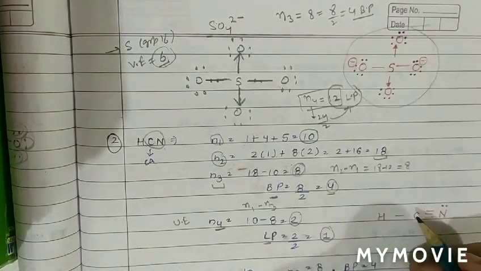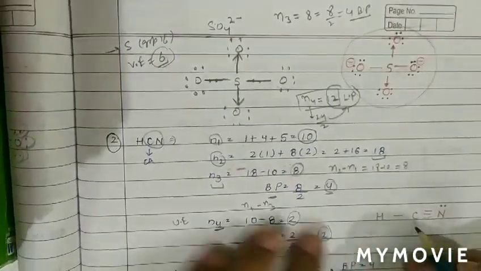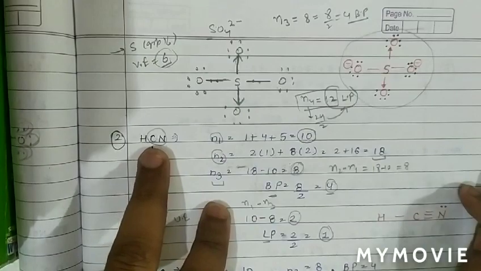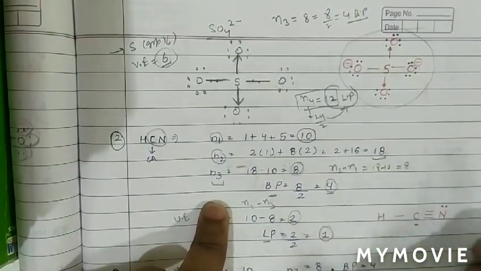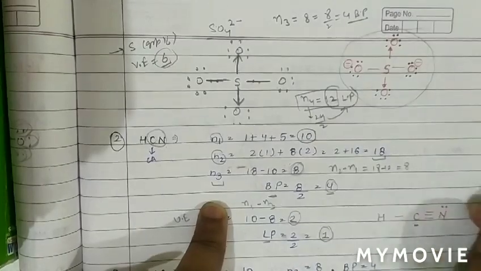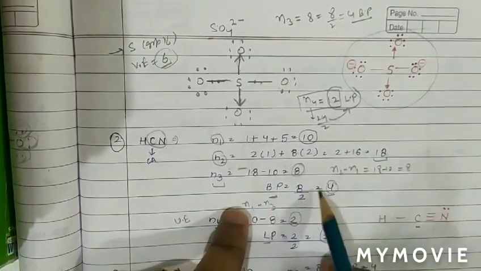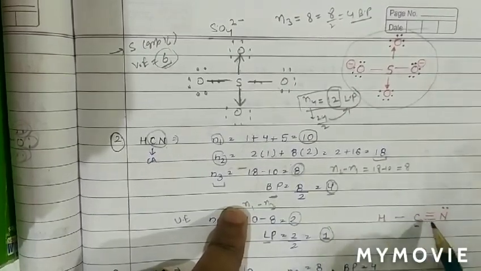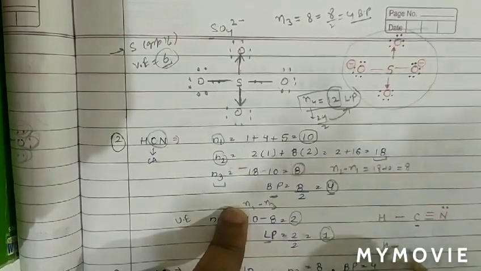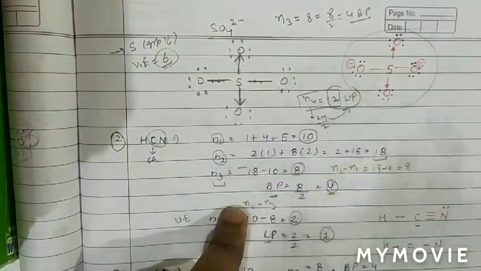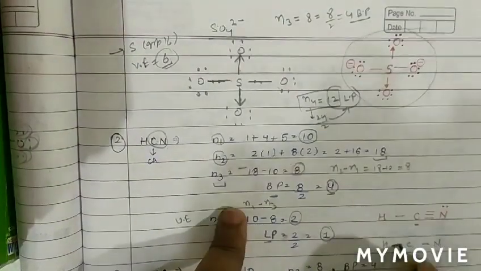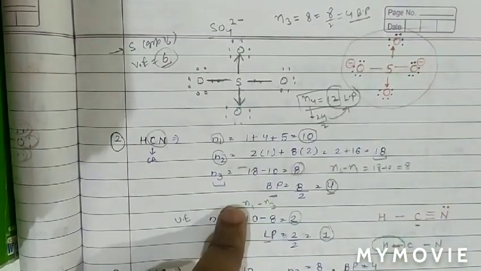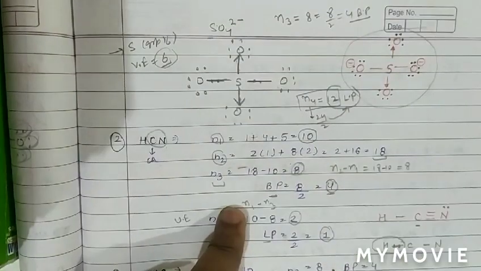Now we will draw the Lewis dot structure. Hydrogen cannot be the central atom, and out of carbon and nitrogen, carbon has less electronegativity. Therefore, carbon will be the central atom, and hydrogen and nitrogen will be the surrounding atoms. We have 4 bond pairs. First we put the bond between carbon and hydrogen, then between carbon and nitrogen. As hydrogen requires only 2 electrons, the duplet of hydrogen is completed.